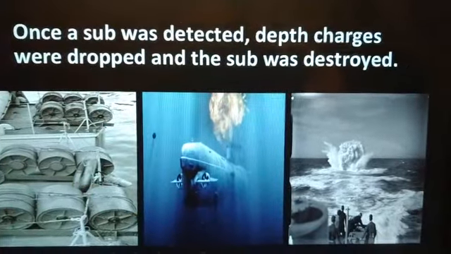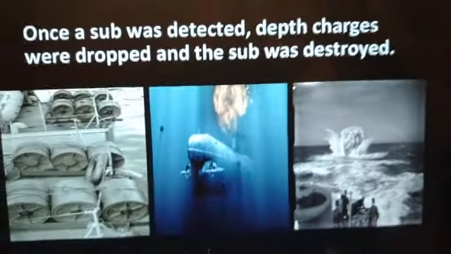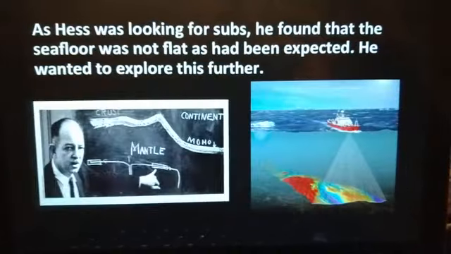And so, once a sub was detected, they would roll off these big depth charges down to the bottom, and they would destroy these submarines beneath the waves. And that's kind of turned the tide there in the Atlantic, no pun intended.